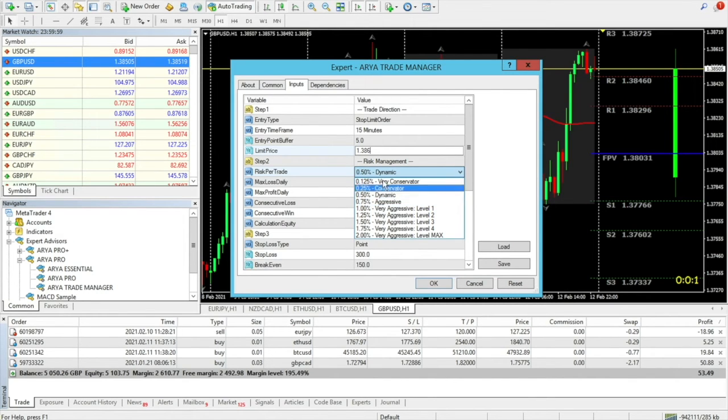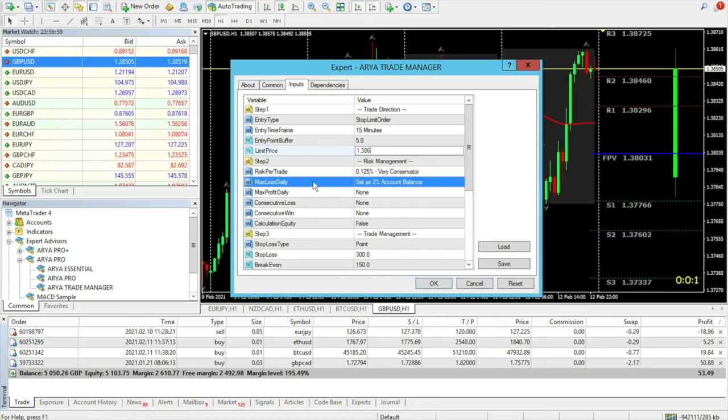For example, if I choose very conservative or 0.125%, Arya will take a trade in which 0.125% of your capital will be invested. In other words, you'll be risking 0.125% of your capital. If you have £5,000 capital in your account, you'll be risking £6.25 on this trade. Arya will automatically calculate the trade's level of commitment based on your stop loss.